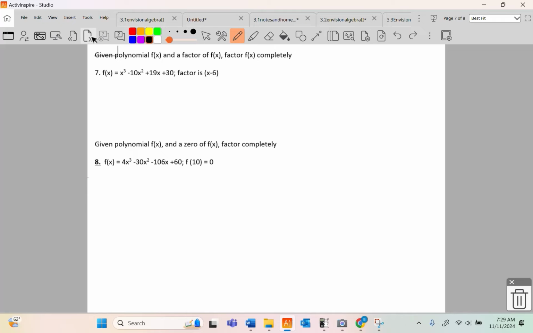All right, given the polynomial f of x and a 0 of f of x, factor completely. So, 80% of you or so got this on your basics. This says x is 10, which means that x minus 10 is a factor. So we're going to divide by x minus 10. What's on the interior? 4x cubed minus 30x to the second minus 106x plus 60.